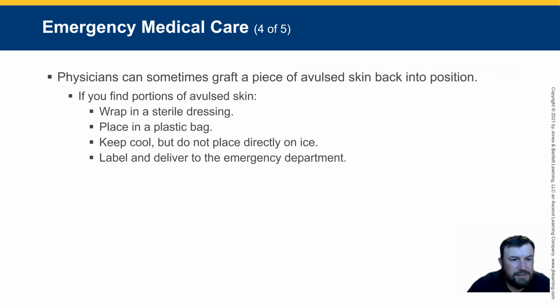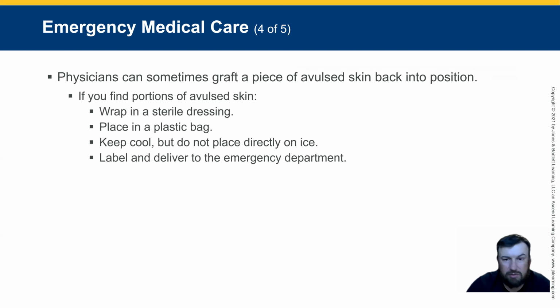Physicians can sometimes graft a piece of avulsed skin back into position. So an avulsion, if we need to take a step back, is when we get that big flap of skin, or it has completely come off, a chunk has come off. Most of the time, it's going to be a flap. We need to make sure that's clean, but we just put the flap right back where it was, and we wrap it with sterile dressings. If it's completely off, we can place it in a plastic bag, keep it cool, but don't put it directly on ice. Label and deliver to the emergency department.